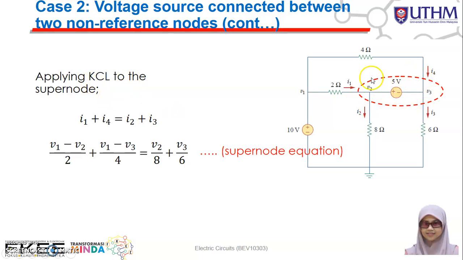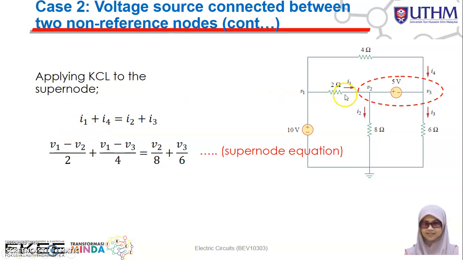Okay, so in this case for the supernode, the total current going into the supernode is I1 plus I4, equal to the total current going out from the supernode, which is I2 plus I3. Okay, and then after that, once you apply the KCL, you need to apply Ohm's law to represent your branch currents with the nodal voltages.